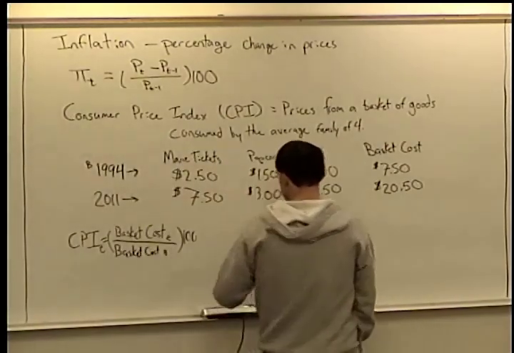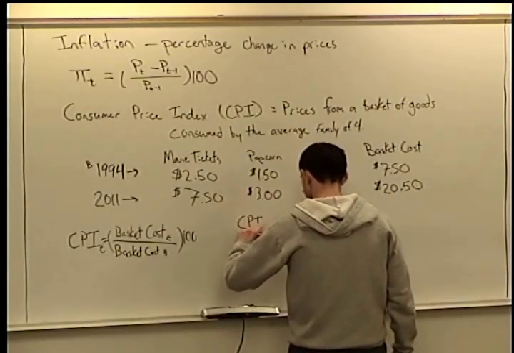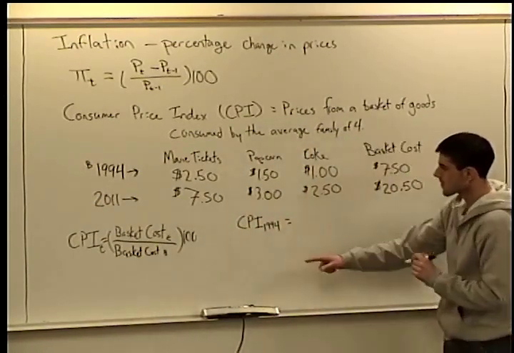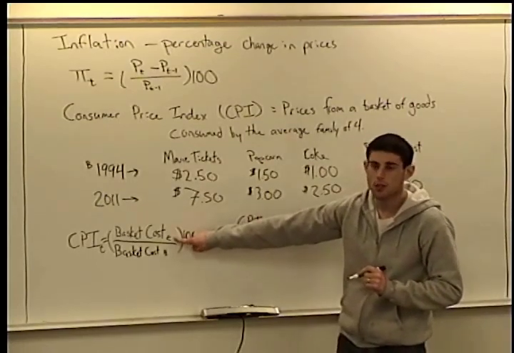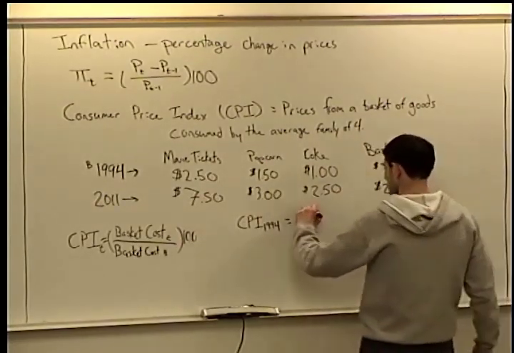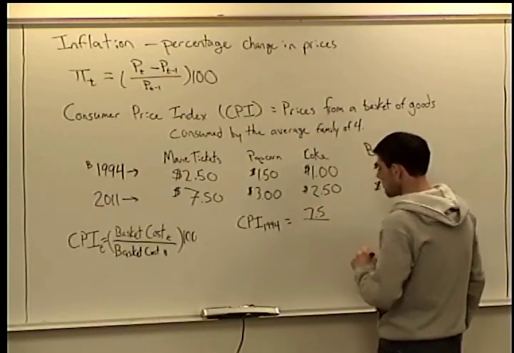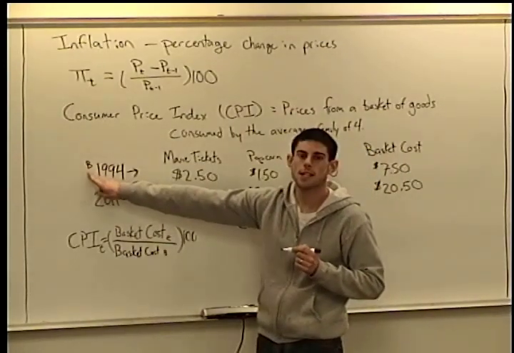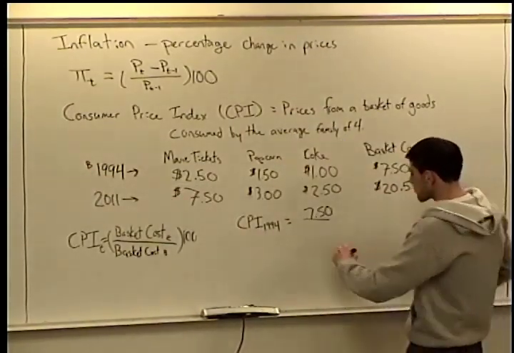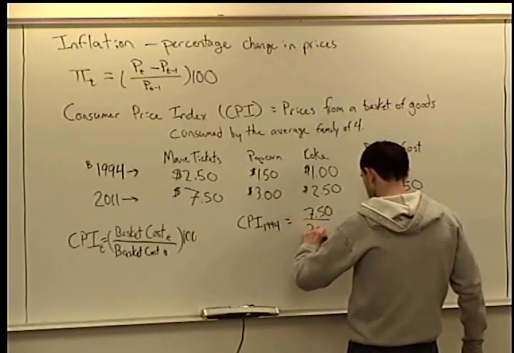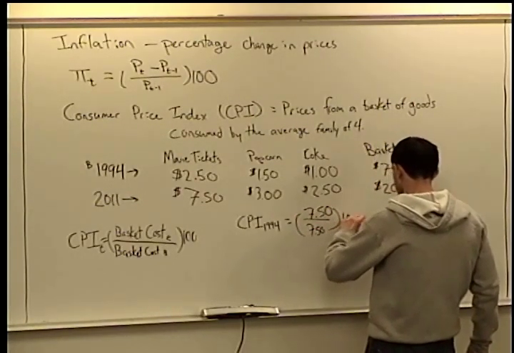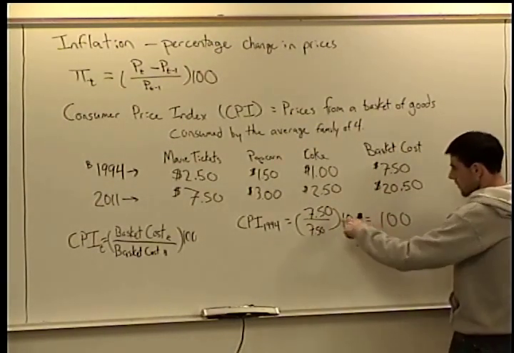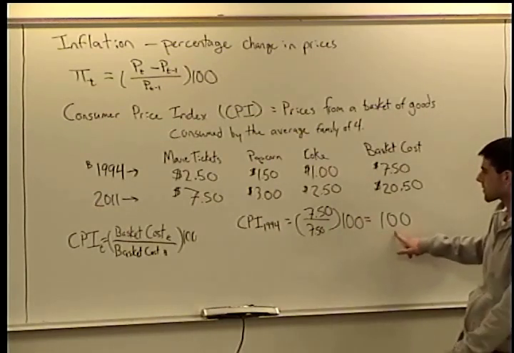Okay, so in this case, if we want to find the CPI in 1994, that's going to be equal to the basket cost in 1994, $7.50, divided by the basket cost in the base year, which we said was 1994, and that's $7.50 as well. And then we multiply that by 100, and that gets us 100. So 750 over 750 is 1, times 100 gets us 100.